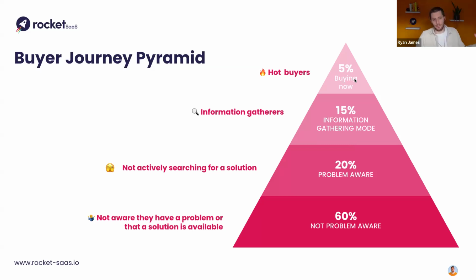At the top, you've got typically around 3 to 5% of people that we call hot buyers. They are buying now, meaning they are having sales calls with you, maybe your competitors as well. They're booking demos, they've unlocked the budget, they're ready to go. But obviously that's a very small percentage of people.